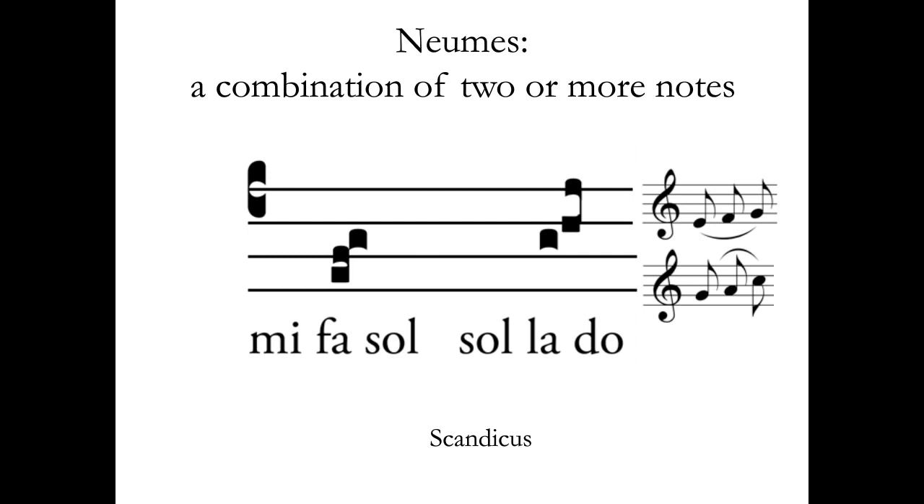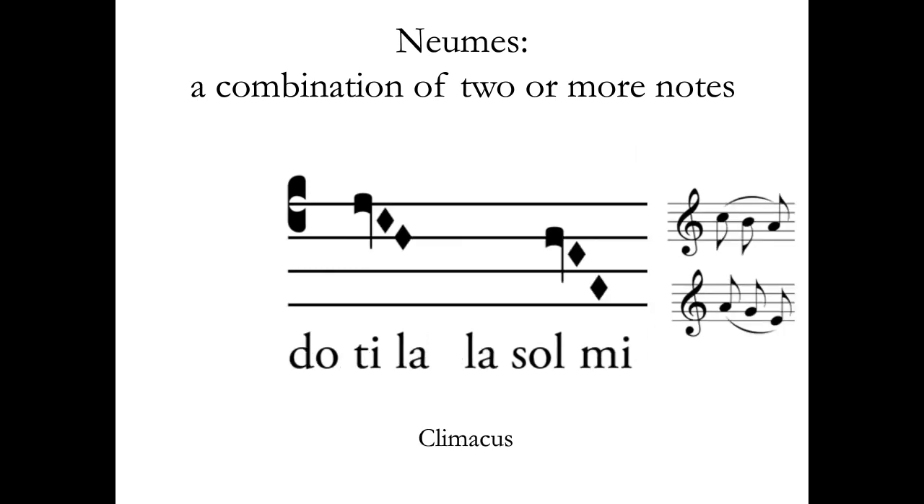The next one is a climacus, and here you see the very first note has a stem. It's called a virga in Latin, and followed by two rhombic notes. A climacus can also have three rhombic notes, so it could be a total of four. Here I've just given you two examples with only three notes in each neume. In the second one, you'll see that there's a skip between the second and third note.